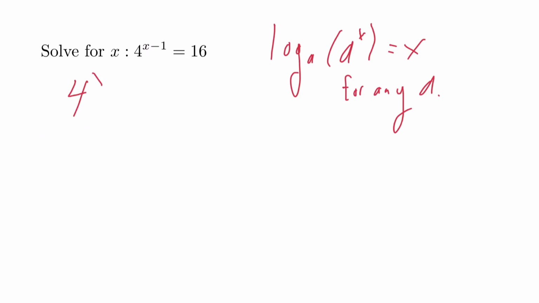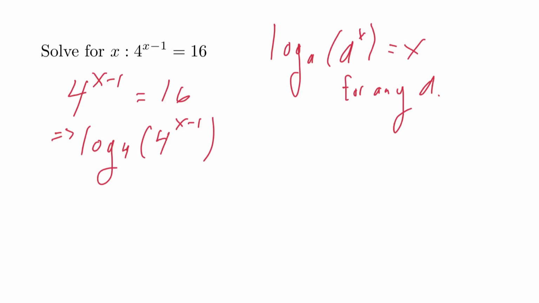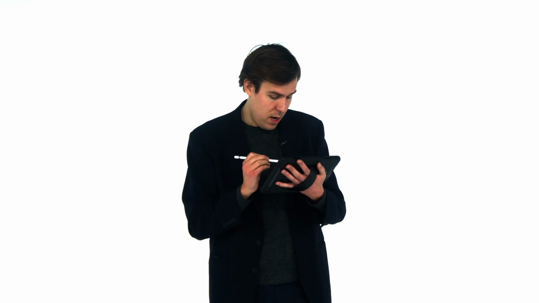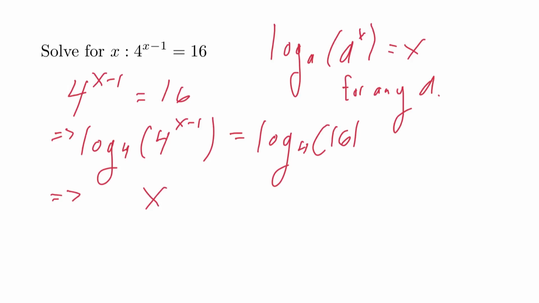So I have 4 to the x minus 1 equals 16. So this tells me that log base 4 of 4 to the x minus 1 equals log base 4 of 16. So what does this buy me? Well, the left-hand side becomes much simpler because I took log base 4 of 4 to the something. So those cancel out. And I just get x minus 1 equals log base 4 of 16. Now let's try and play a game with this. Is there a way I can understand what log base 4 of 16 is? Well, one trick we can use is to remember that 16 is 4 squared.